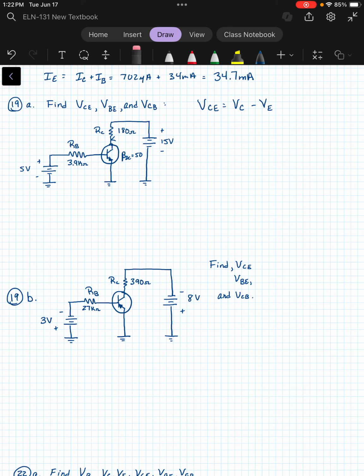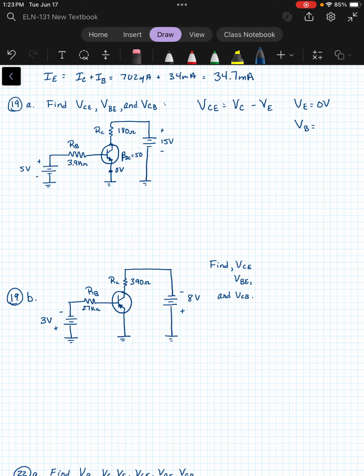Okay, so I'm going to get rid of that. All right, so we need to find our voltages at each of those points. At the emitter, we have 0 volts because the emitter is tied straight to ground. So I'm just going to make a list over here. We know that VE is 0 volts.